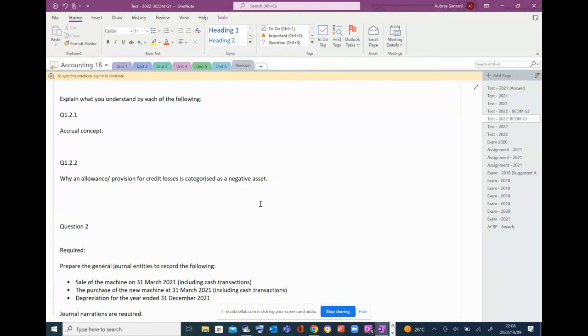Then the next thing they asked us: explain what you understand by each of the following. Accrual concept. How many of you got 3 out of 3 here? All right, let's talk about it in the break, because I don't want to lose time on this.